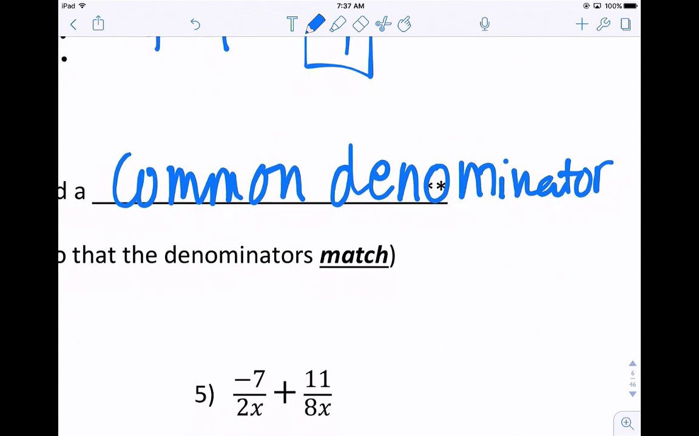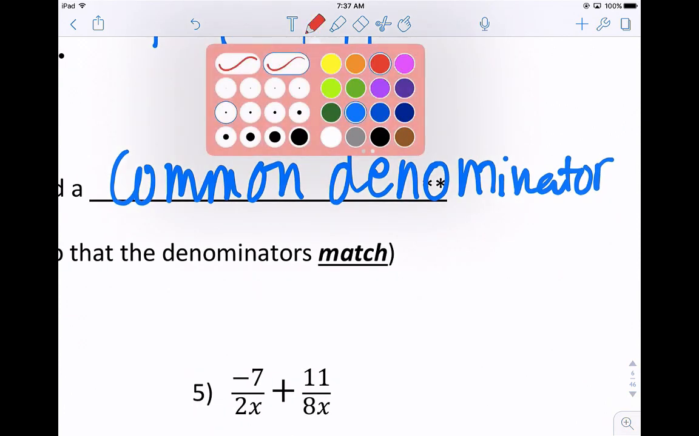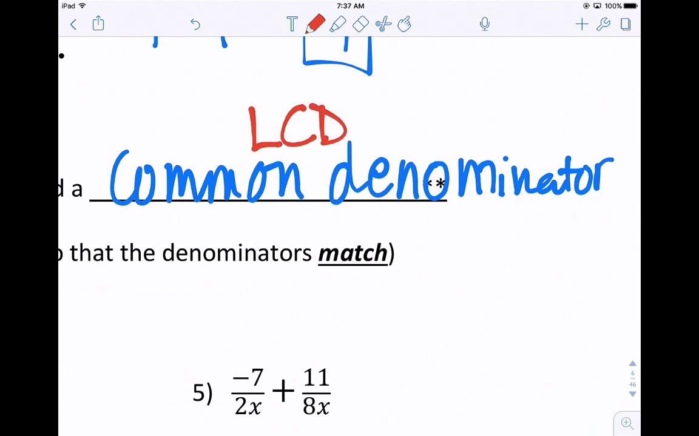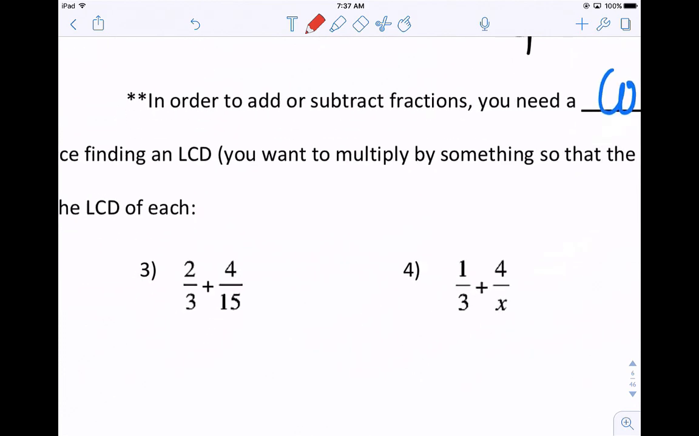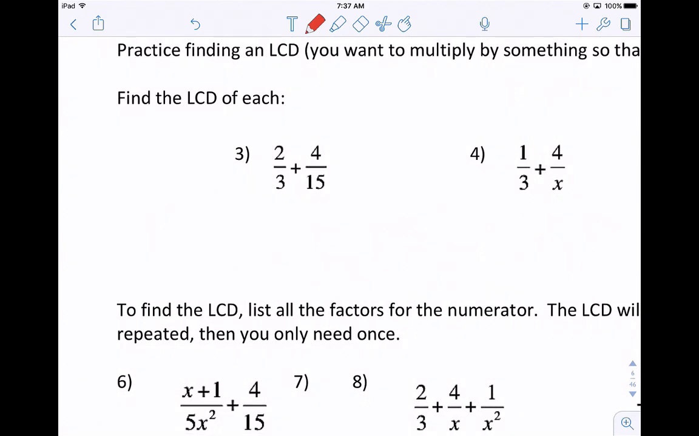All right, so we need a common denominator, but we're going to look for the smallest one. So we call that the least common denominator or lowest common denominator, so LCD. So let's practice finding the lowest common denominator. So we'll take a look at 3 and 15. What is the smallest number that 3 and 15 can both go into? And that would be 15.